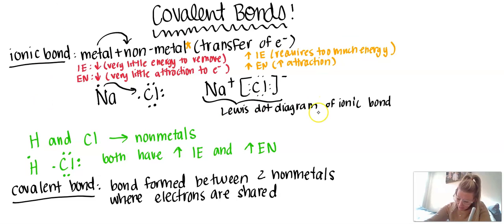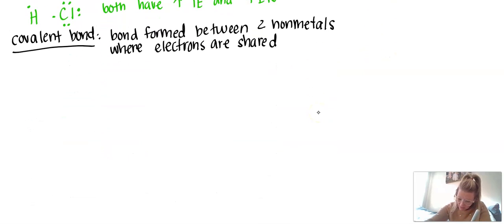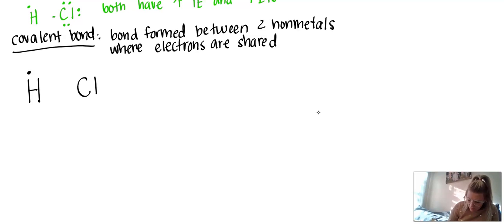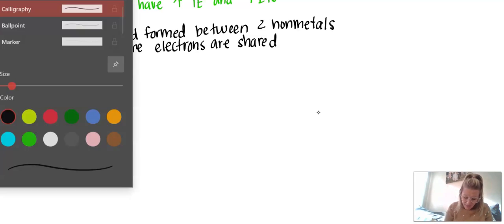So I'm going to just scroll down to get a little more space here. And I'm going to still stick with that hydrogen chlorine example just because it's really simple. So again, we have our hydrogen with its 1 valence electron. We have chlorine with its 7 valence electrons. And we need to form a covalent bond between the two so that they're both satisfied.